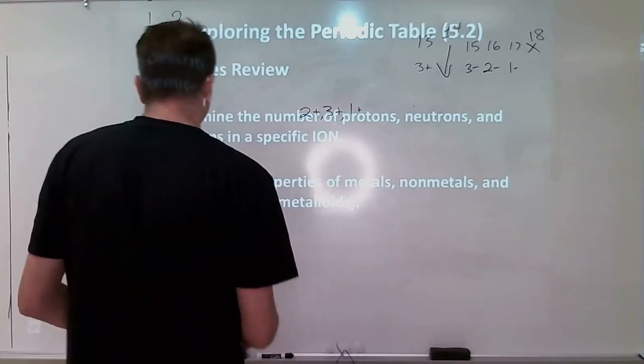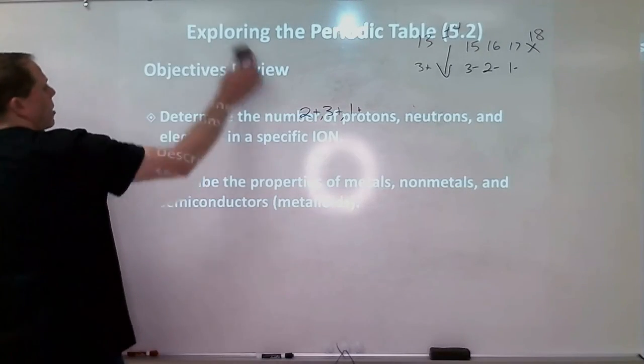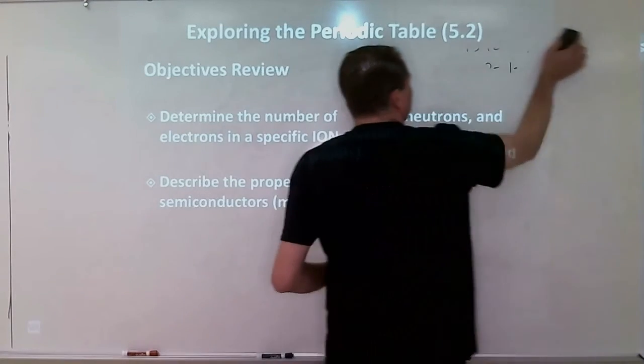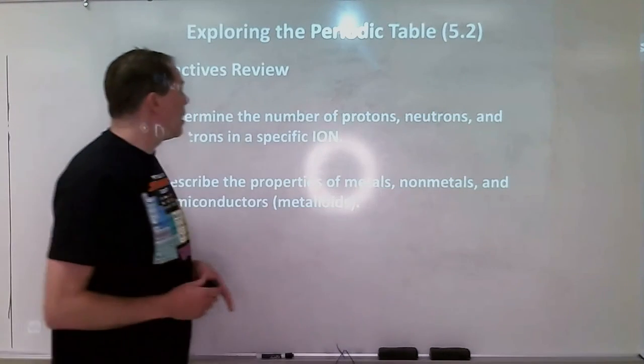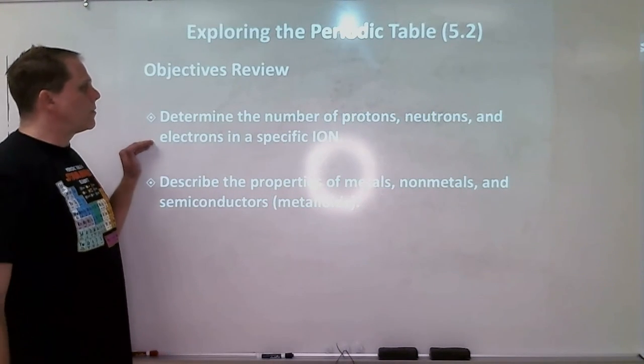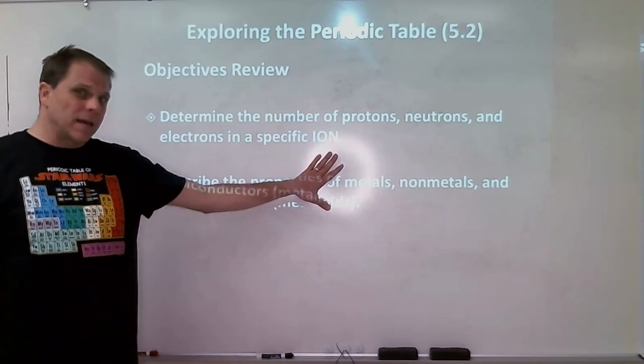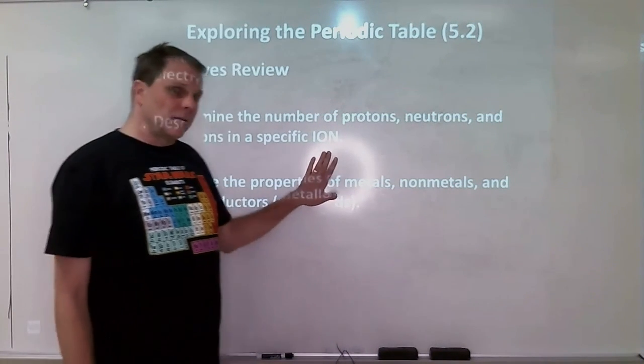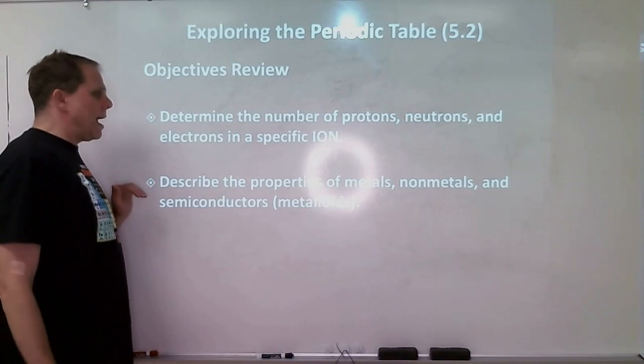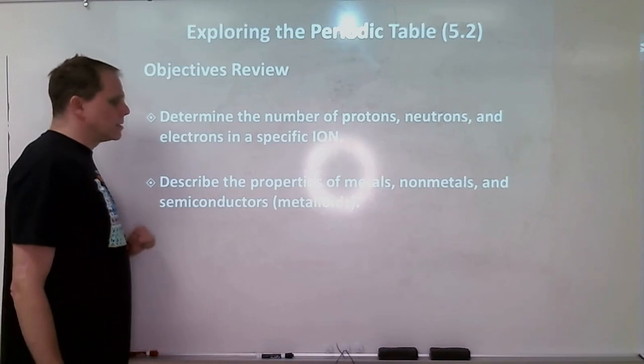All right, so I think we can check our objectives now and see if we have learned something amazing today, and I think we have. We have now been able to figure out how to determine the number of protons, neutrons, and electrons in an ion, okay? Not just in atoms, but in ions, where we have more or fewer electrons. And then we can talk about the properties of metals, nonmetals, and semiconductors. We know those properties now, and we know where they are in the periodic table, too.